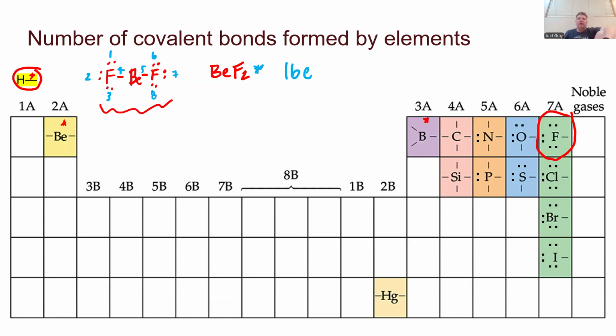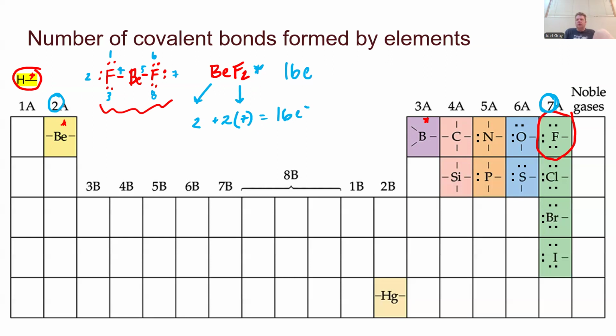Now, if we think back to numbers of valence electrons, each fluorine atom is bringing in 7 valence electrons, and each beryllium is bringing in 2 valence electrons. So if we took our two fluorines and said 2 times 7, and to that added the number of electrons from beryllium, which is 2, that's going to get us to 16 electrons.